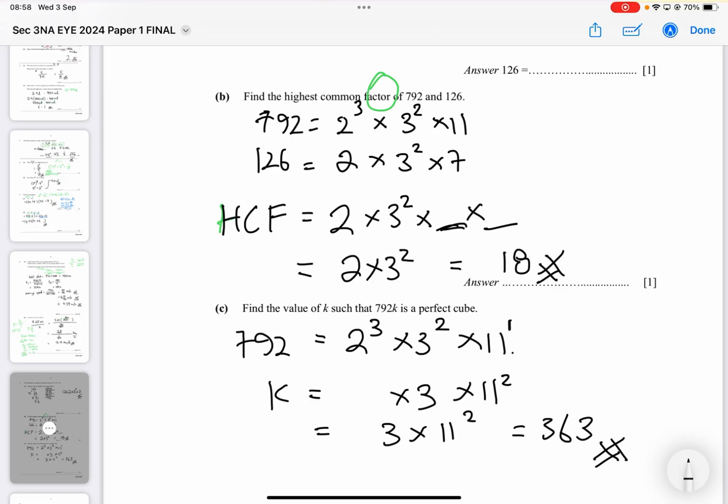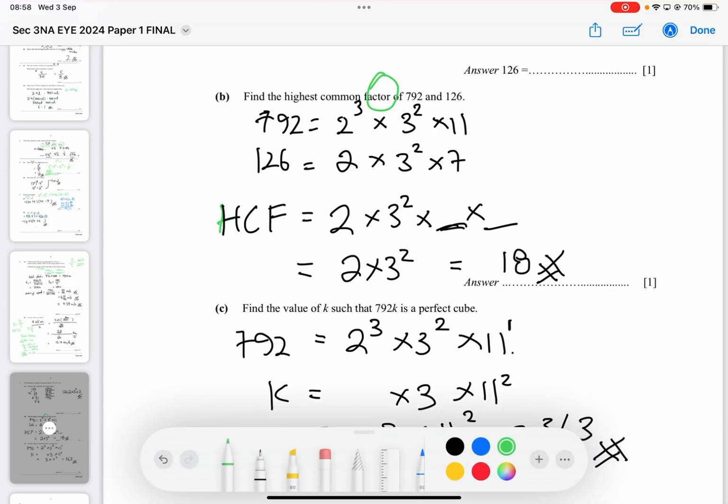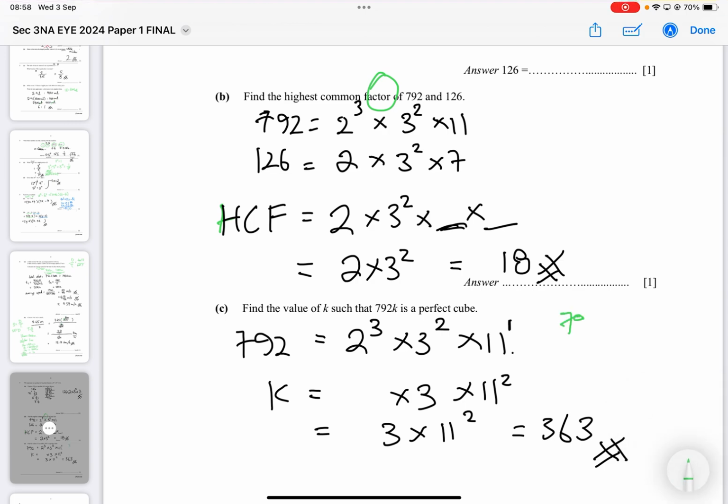After I multiply 792 by k, my 792k will look like 2 cubed times 3 cubed times 11 cubed. When I multiply these two together, okay, so this is by reverse, by reduction. I find back what should be my k.